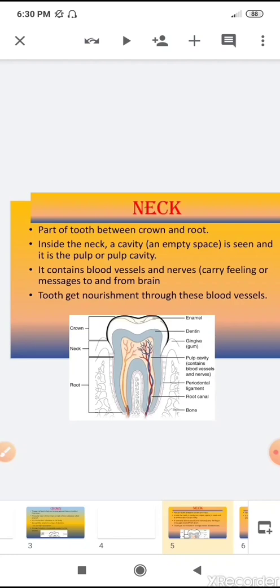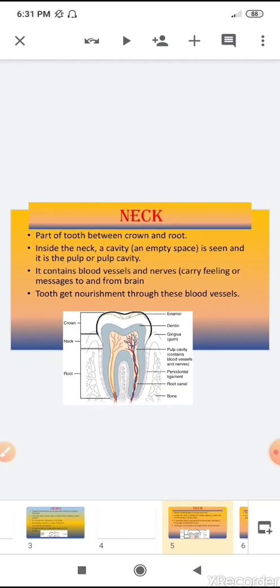The tooth gets nourishment through the blood vessels. Nourishment here means the food which is needed to be healthy and strong. So the food passes into a tooth through these blood vessels. In the first chapter on food, we learned that food passes into the whole body through the blood. So these blood vessels in the tooth help to transfer the food for the nourishment and growth of the tooth.